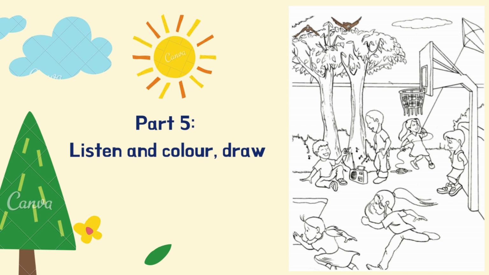Four. There are two boys listening to the radio. Yes, I can see them. One is sitting and one is standing. Yes. Colour the one who's sitting. Colour his trousers yellow. Yellow trousers. Okay.